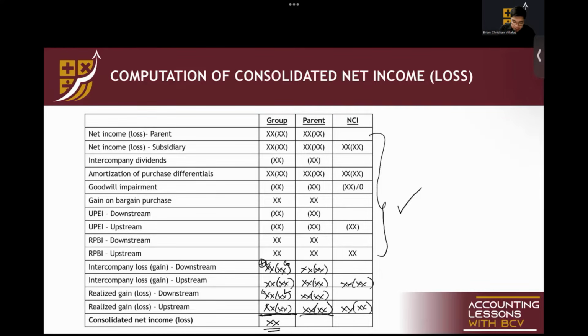Okay? And at this point, we can compute for the consolidated net income attributable to parent and non-controlling interest. Nakuha po? Yan. Okay, actually that's already your complete computation of consolidated net income. Okay?